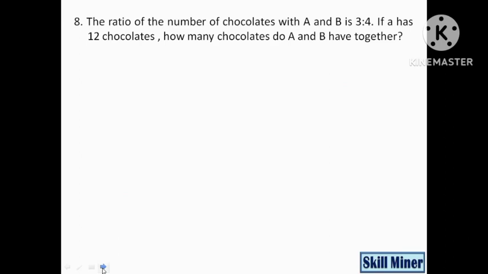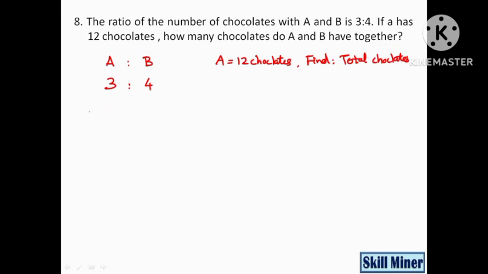The ratio of number of chocolates with A and B is 3:4. Okay, there are A and B. If A has 12 chocolates, how many chocolates do A and B have together? We need to find the total chocolates.